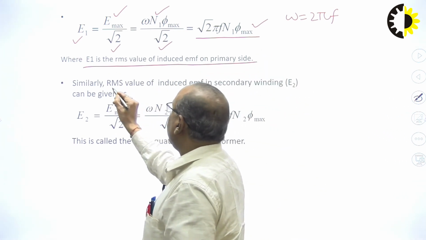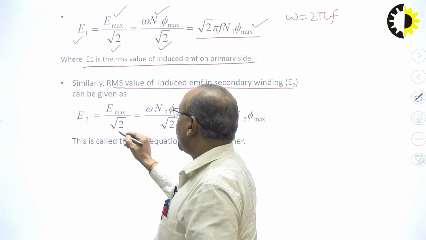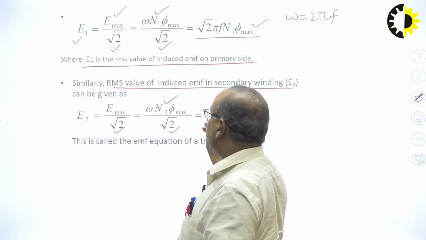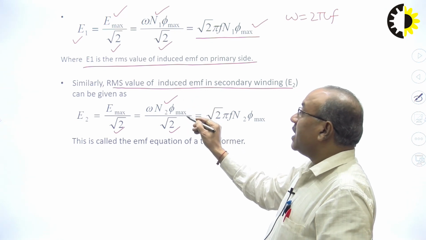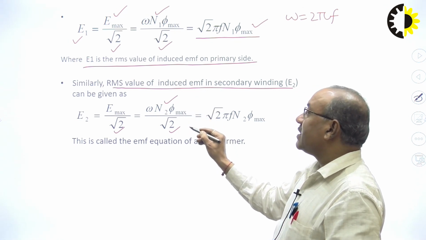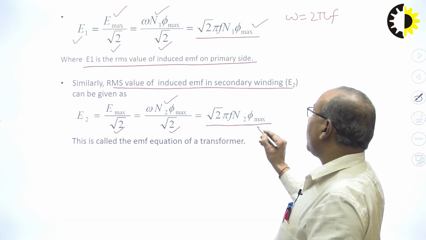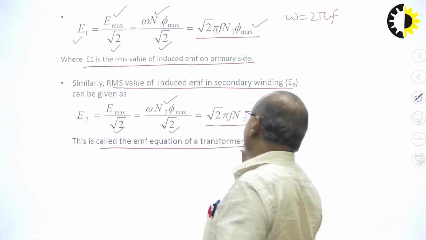Similarly, the RMS value of induced EMF on secondary side, that is E max by root 2, will be written as omega n2 phi max by root 2 as earlier, but now the number of turns are n2 in place of n1, since we are dealing with secondary side this time, and this can be simplified again as root 2 pi f n2 phi max. So, this is called the EMF equation of a transformer.